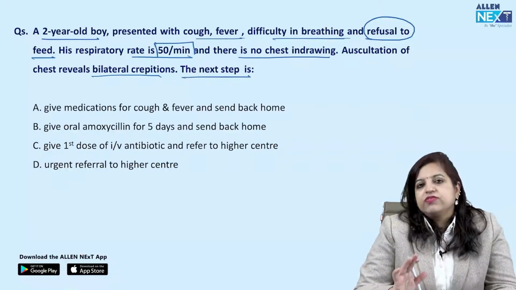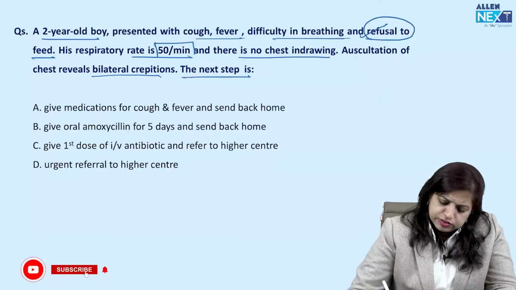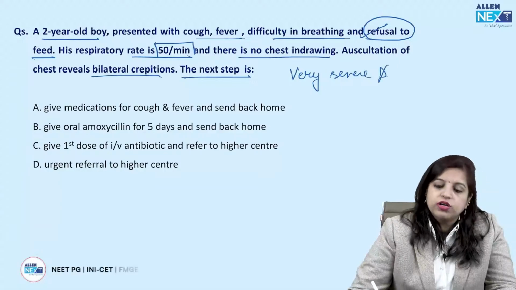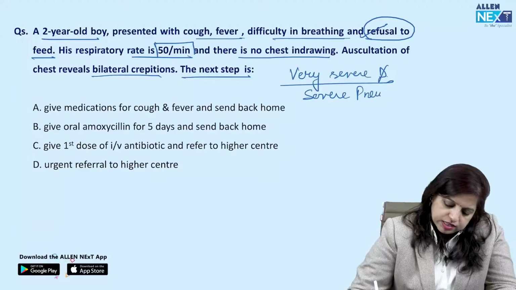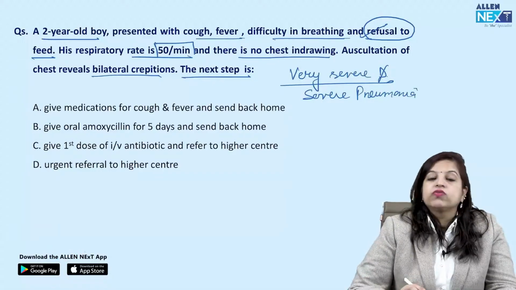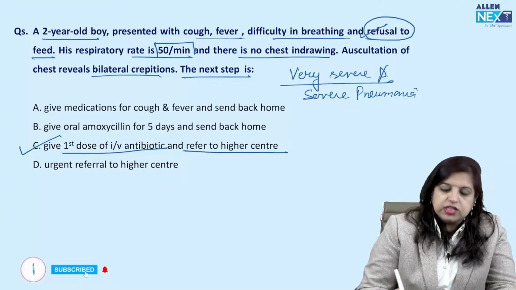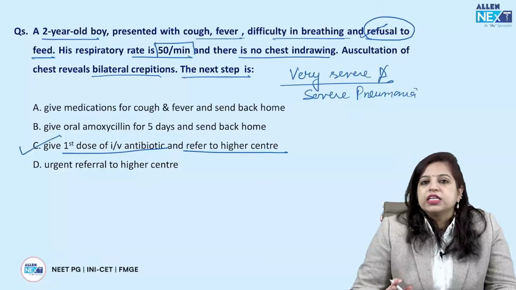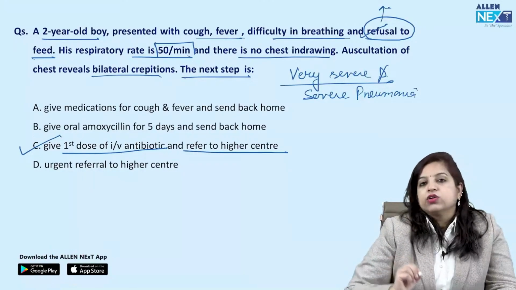First, let us classify this disease. Because the child is having refusal to feed, straight away he comes in either very severe disease, you call it, or you call it severe pneumonia. Both are one and the same thing. And for this, what we are going to do is, we are going to give first dose of IV antibiotic and refer the child to higher center. Okay, this is going to be the management of this child. Why? Because he is having one of the danger signs of IMNCI.